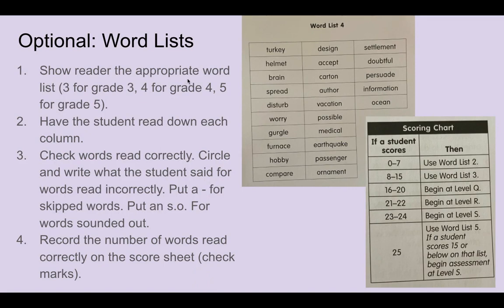These word lists are in a spiral-bound little book in your kit. If you need some help deciding what level to start a reading assessment conference for a student on, you can use these word lists. So if it's third grade, you can use word list 3, fourth grade is 4, fifth grade is 5. And the student just reads down each column. You check for the words read correctly, circle and write what the student said for words that were read incorrectly, and a minus or a dash for any skipped words, and an SO for sounded out. And then you can match it up over on the scoring chart.